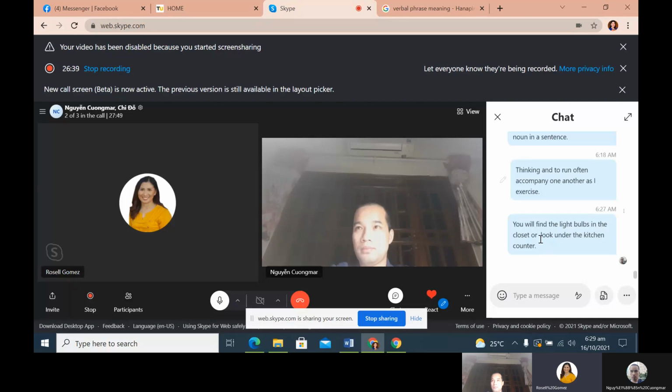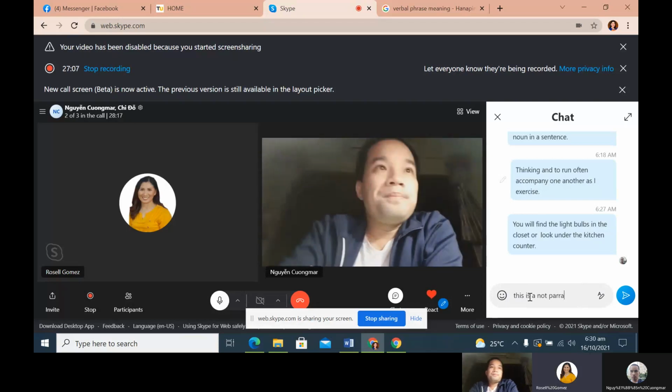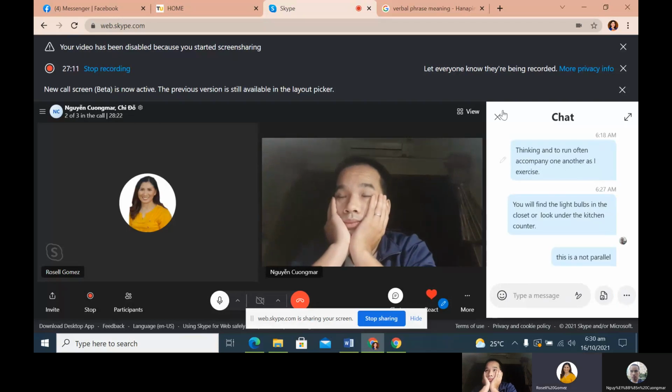So in the first part, I am giving you in the closet. I'm giving you the location. But in the second part, I am commanding you to look. Look. So verb. So I am no longer giving you a prepositional phrase. So this makes a sentence not parallel. Okay? Do you understand me? This is not parallel. Okay. Now let's go back to the example.